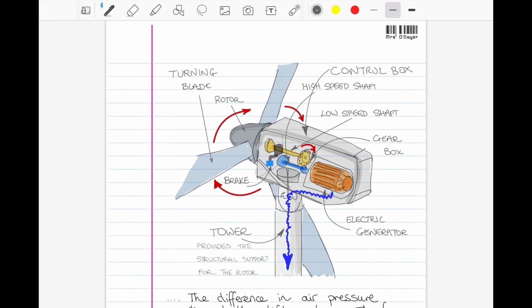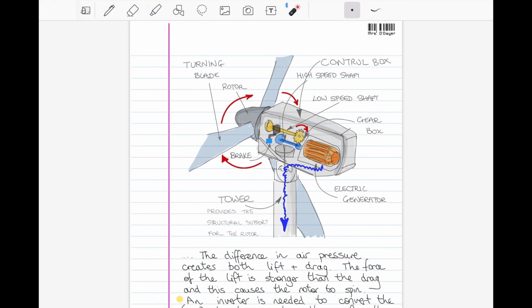The gears generate this electricity using the electric generator. So they're spinning inside this electric generator. That's where electricity is generated, as the name would imply. We have a high-speed shaft and a low-speed shaft, and that's where you're getting your gain of electricity. And then that gets pushed down through the tower.